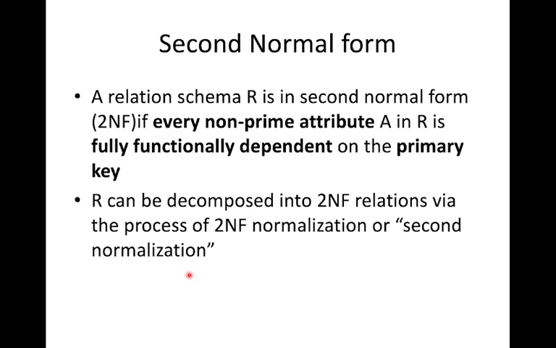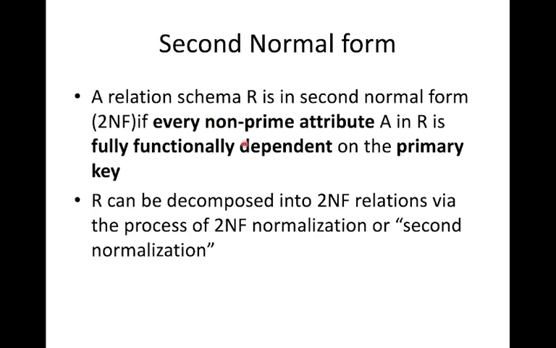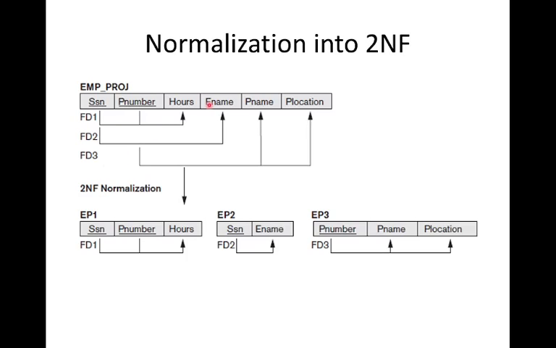So if a table is not in second normal form, we have to decompose, or split, it into two or three relations. So this is an example. This table is not in second normal form because, as per the definition, every non-prime attribute in R must be fully functionally dependent on the primary key. Checking this, the non-prime attributes here are hours, E name, P name and P location. The prime attributes are SSN and P number.